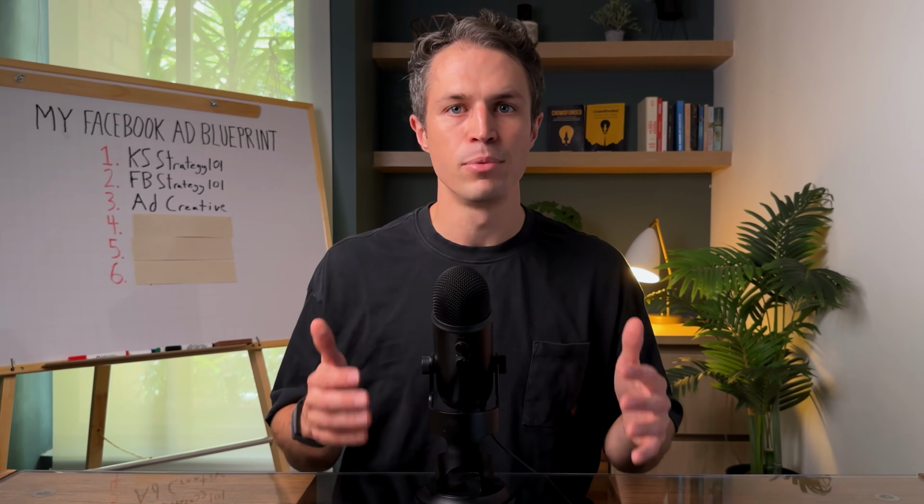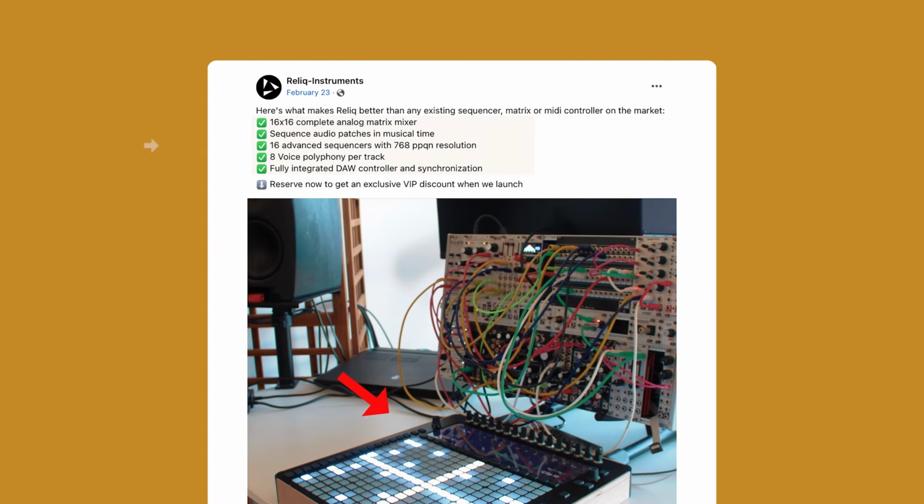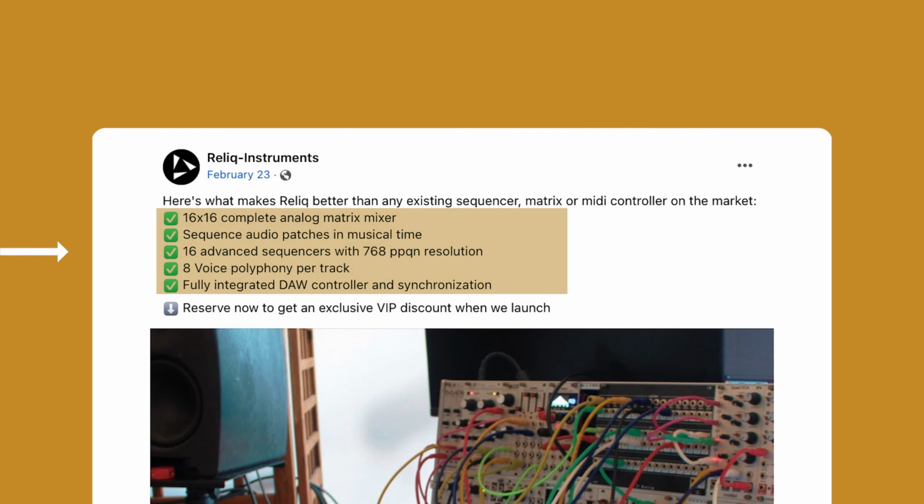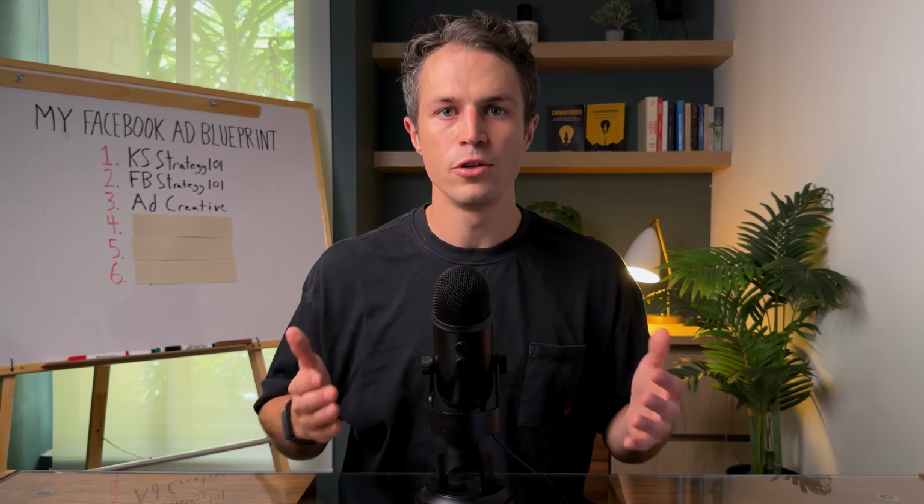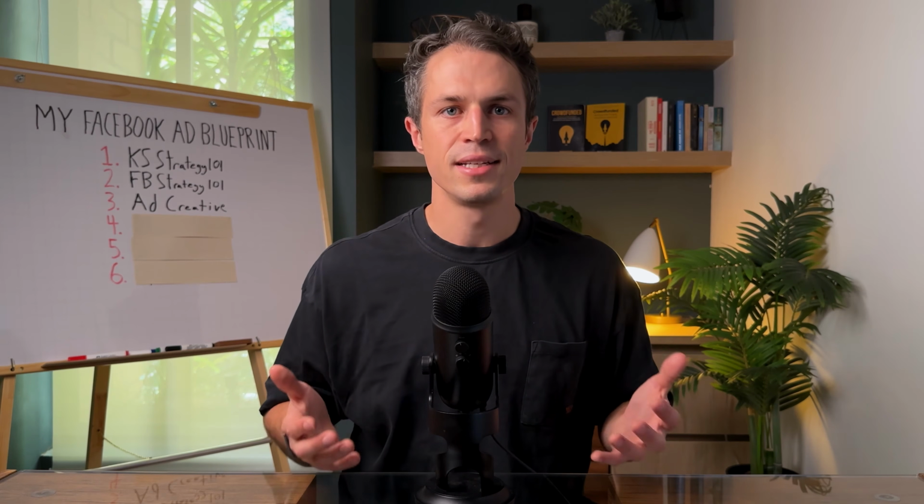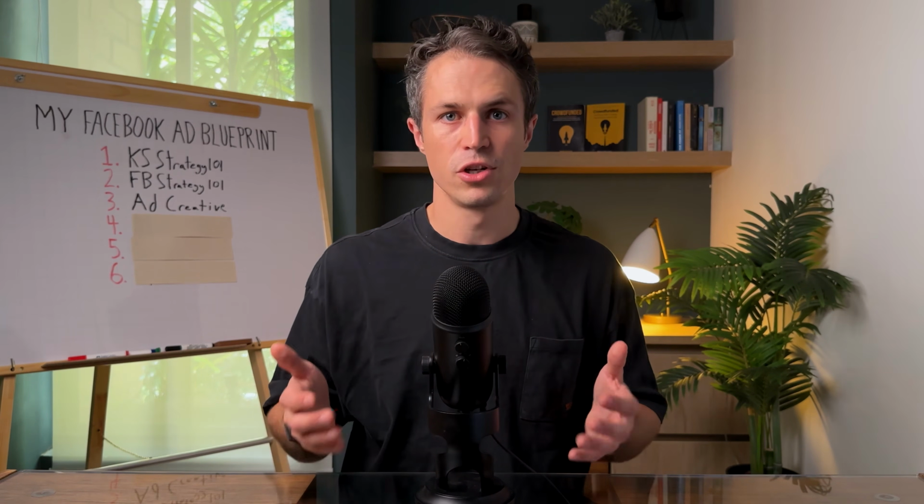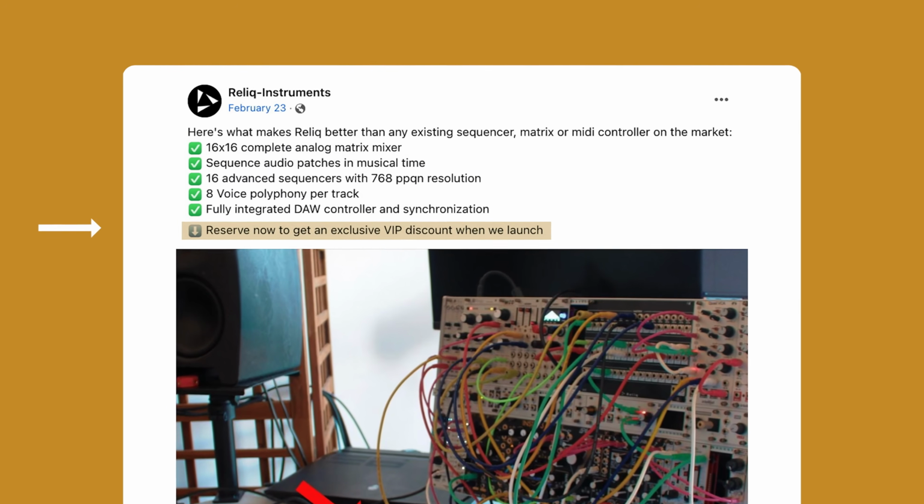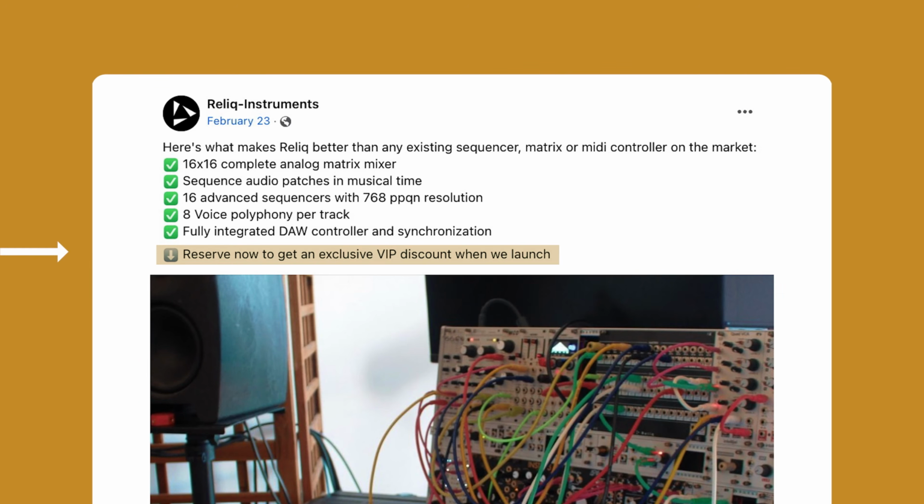Then back that bold claim up with a bolded list of features and benefits. Usually, this list is anywhere between 5 to 7 different items. Lastly, include a call to action. In this case, since this ad was during the pre-launch, Relic told people to reserve now to get an exclusive VIP discount when we launch.